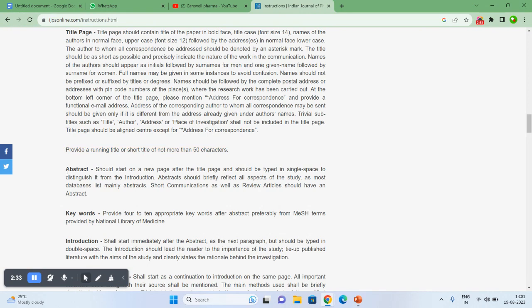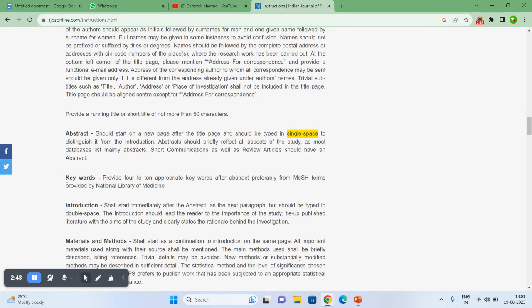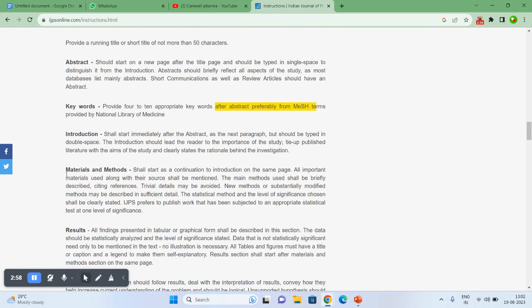Then the abstract. How is the abstract to be structured? It should contain a proper small introduction. It should be single spaced, the line spacing should be one. It should be able to properly communicate what your entire project is all about. Then 5 to 6 keywords, preferably from the MeSH terms, which is provided by the NLM, that is the National Library of Medicine.